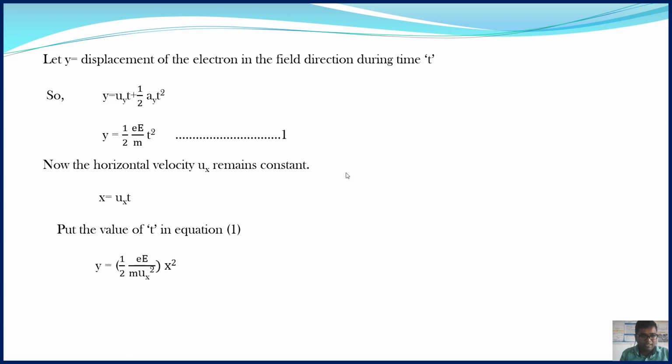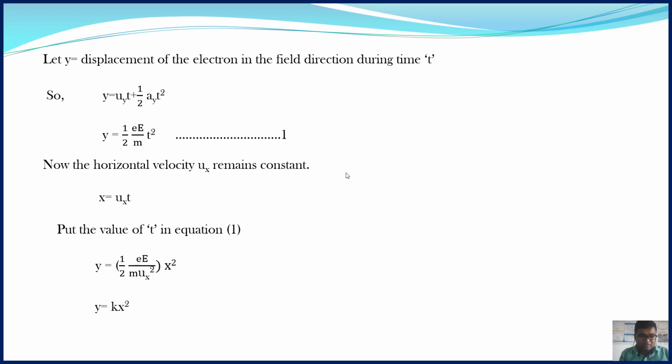So we get y equals 1 by 2 into eE divided by m ux squared, into x squared. Here 1 by 2, small e, capital E, small m and ux are constants. So the quantity in the parenthesis is constant. Only x is the variable that is going to change. So instead of the parenthesis, we are going to use the constant k. So it gives me y equals k x squared.